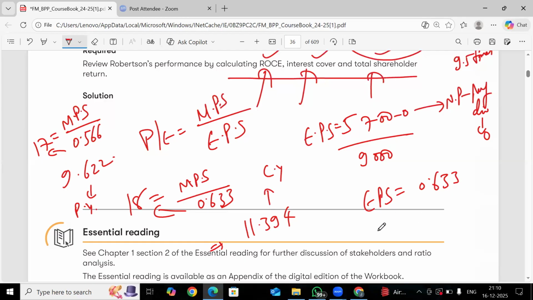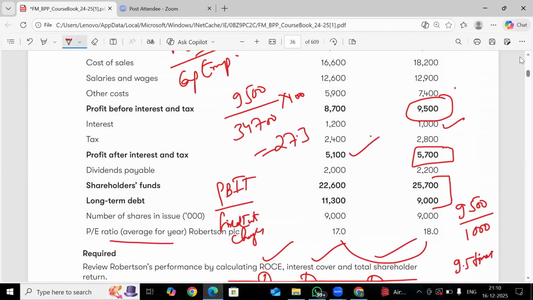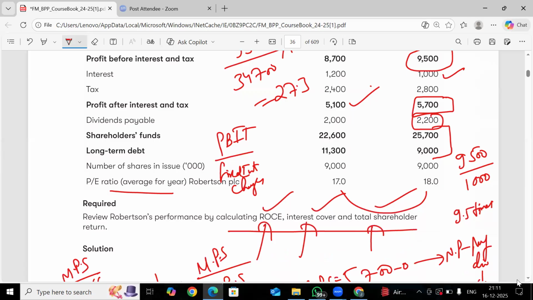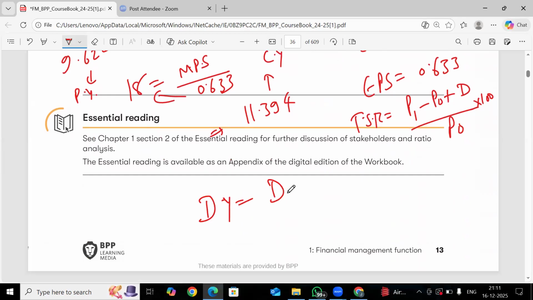So what is your total shareholder return? P1 minus P0 plus dividend, divided by P0, into 100. So we'll find out the dividend also, what the company is giving this year. Dividend per share, so 2200. So 2200 is for finding out the dividend yield ratio. Dividend yield is nothing but dividends divided by market price per share. So we will see the DPS.